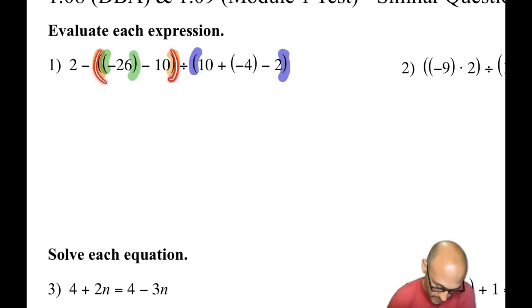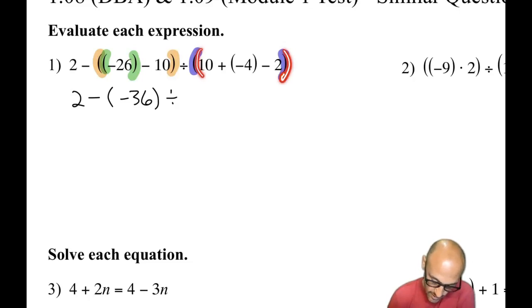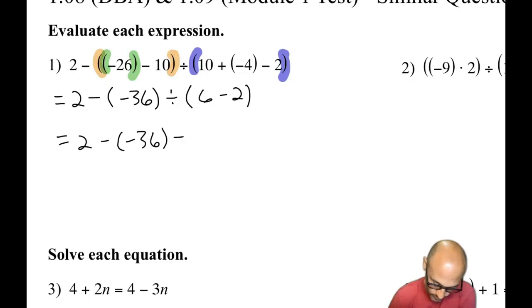Inside of these parentheses, we have these parentheses, but there's nothing to do. So we just have to combine those terms, negative 26 and negative 10. So we have 2 minus, negative 26 minus 10 is negative 36, divided by, and now we're looking here, inside there, we just have an addition of a negative number, and a subtraction. So we do those from left to right. 10 plus a negative 4 is 6, and then we still have minus 2. Inside those parentheses on the far right there, we still have more to do, and that's going to be 4. So now all of our parentheses are simplified as much as possible.